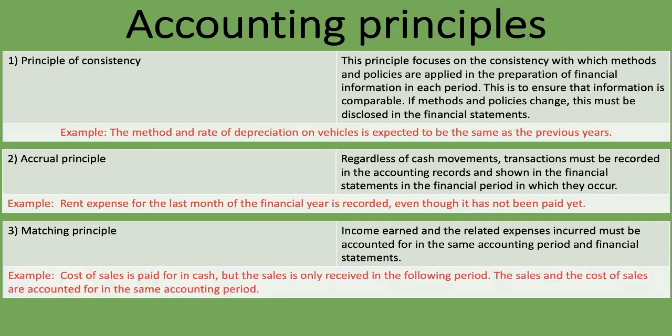An example here is that the cost of sales is paid for in cash, but the sales is only received in the following period. The sales and the cost of sales are accounted for in the same accounting period.